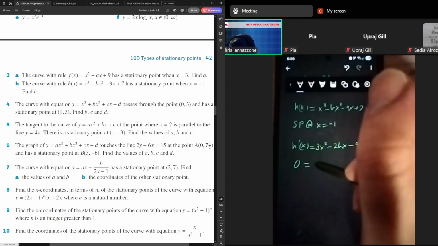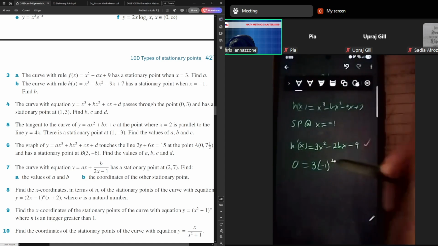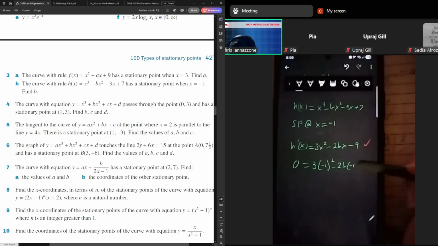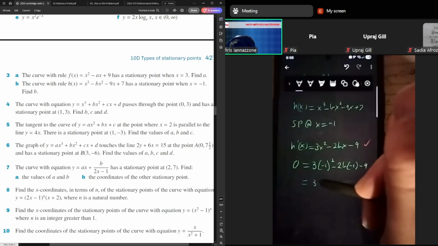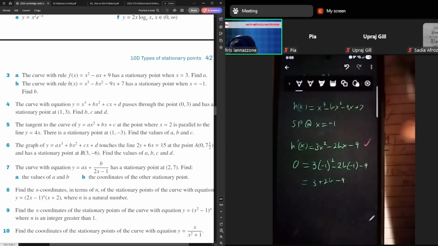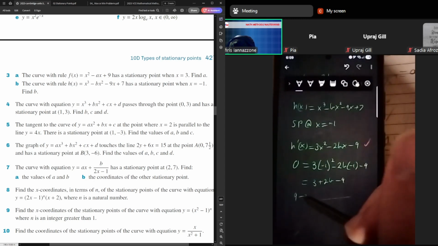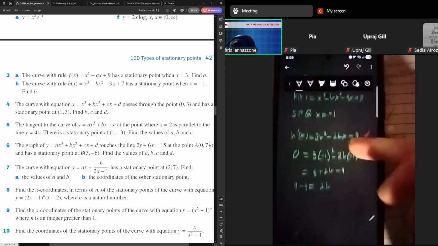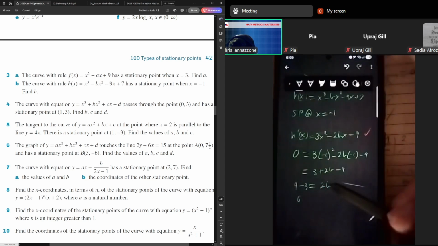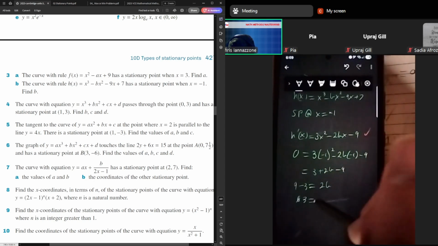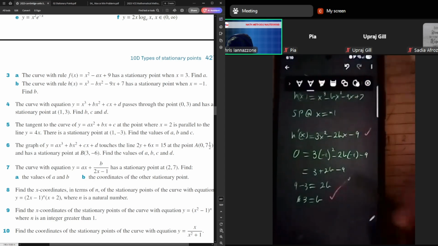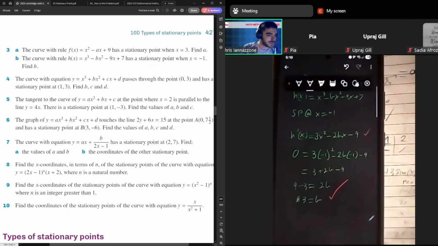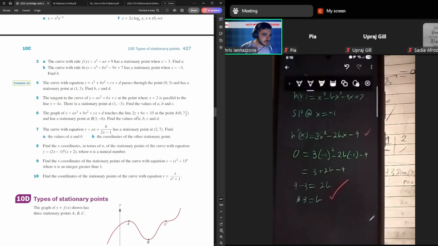So 0 equals 3, negative 1 squared, minus 2b bracket negative 1 minus 9. It's going to be 3 plus 2b minus 9. 9 minus 3 equals 2b. 6 over 2, so 3 equals b. Yeah, that's all. Nice. Everything else is going to be some form of complicated version of that.